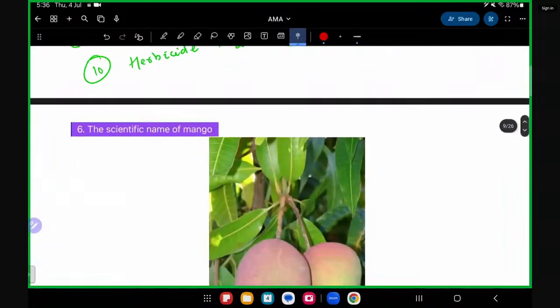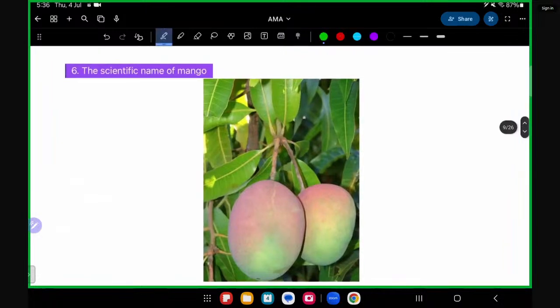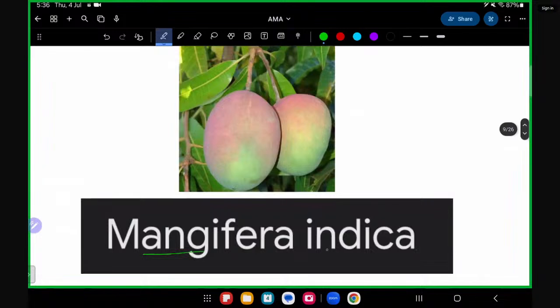So next question we have, what is the scientific name of mango? Okay. First, the scientific name of mango is what? Mangifera indica. Now we'll see in Mangifera indica, Mangifera is the genus, indica is the species.